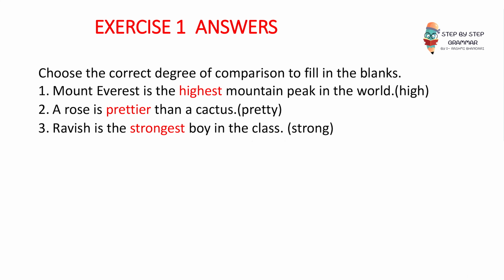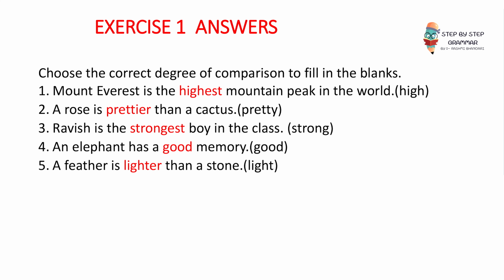Ravish is the strongest boy in the class. We are talking about all the boys in the class. Now the next one, an elephant. So we are just talking about one single noun, that's an elephant. So the positive degree, has a good memory. Again you can see the word "than" over there. So the comparative form of light, and that's lighter.